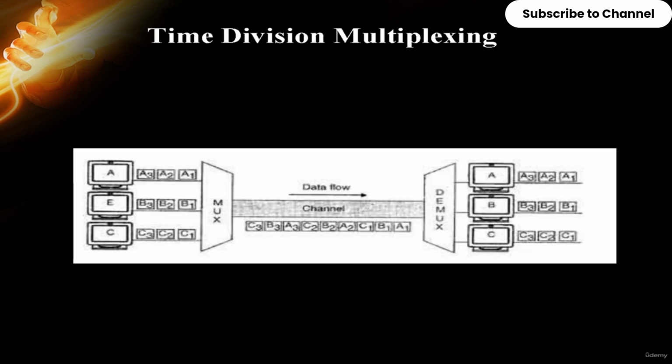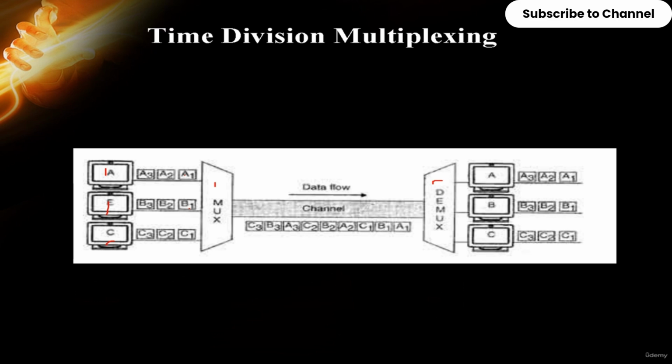Here we can see three devices, A, B, C, on both the sender side and the receiver side. These three devices want to send and receive data. On the sender side we have a multiplexer, and on the receiver side we have a demultiplexer. At a particular time, A is sending a frame A1, B is sending a frame B1, and C is sending a frame C1.